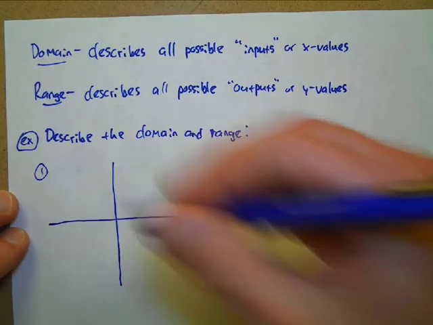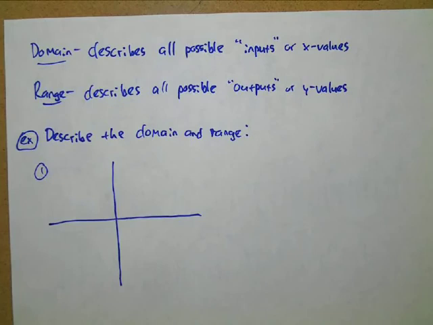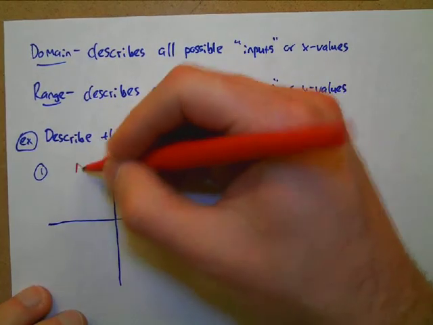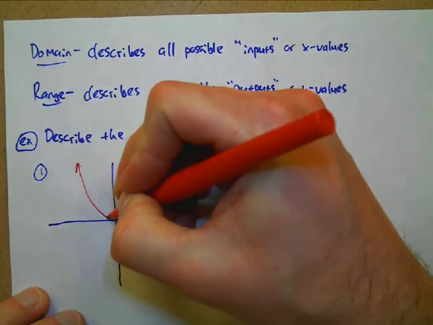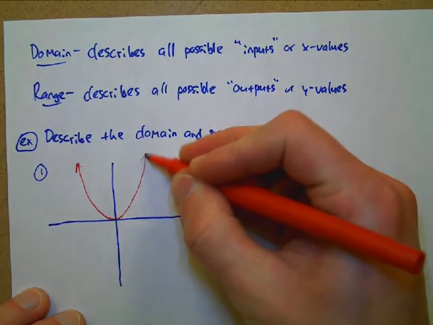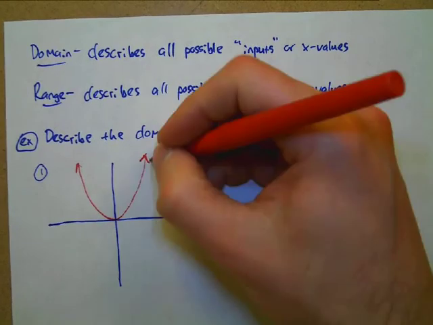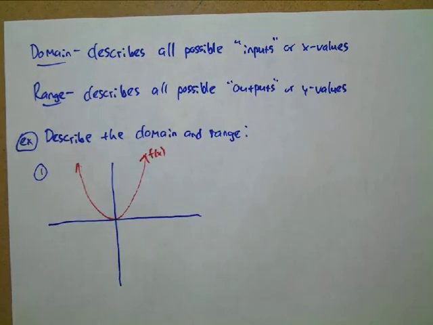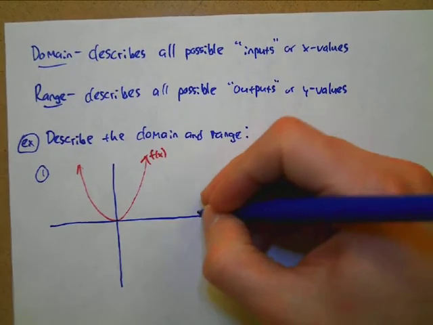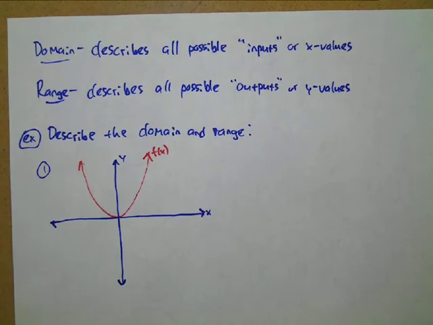We'll do 2 examples here. Describe the domain and range, what I'll say. Okay, first graph here I'm just going to draw is a parabola. Nothing fancy.